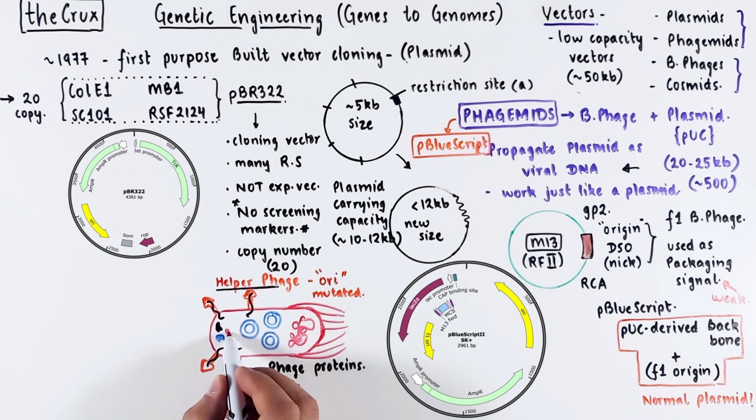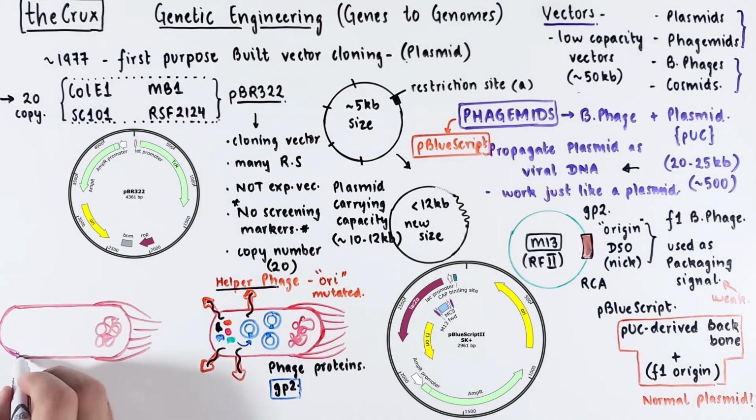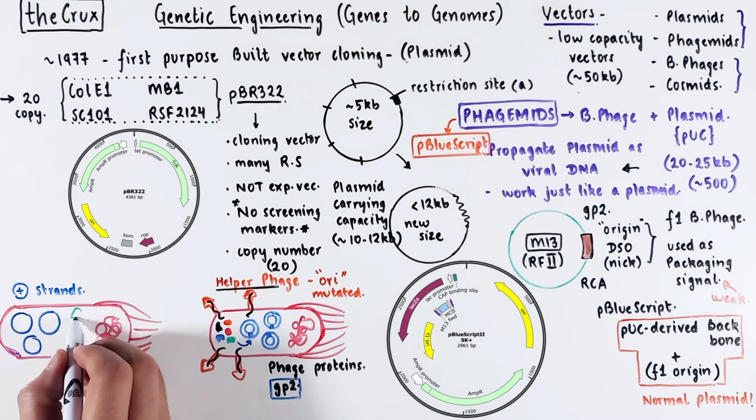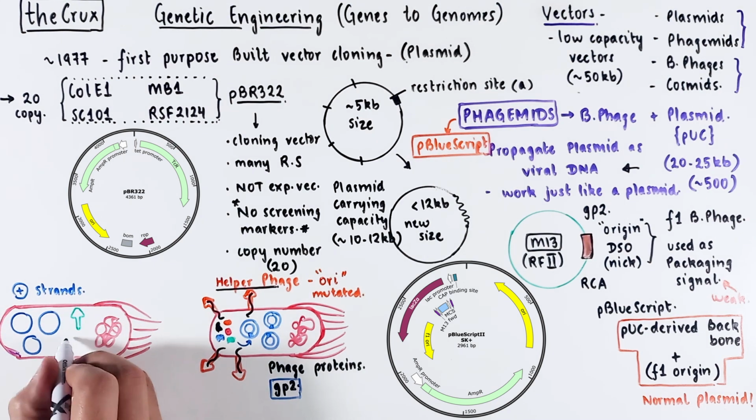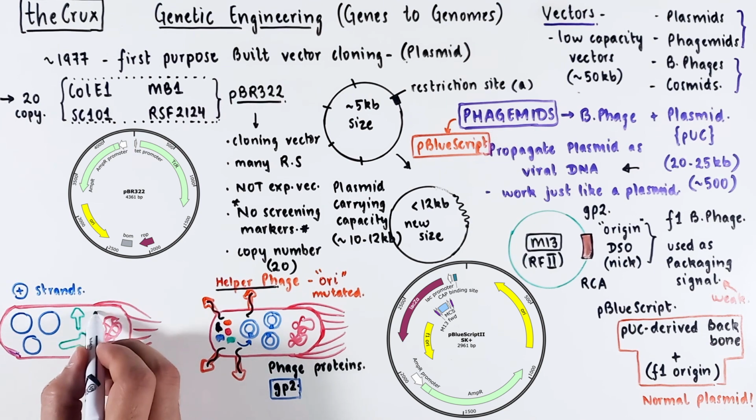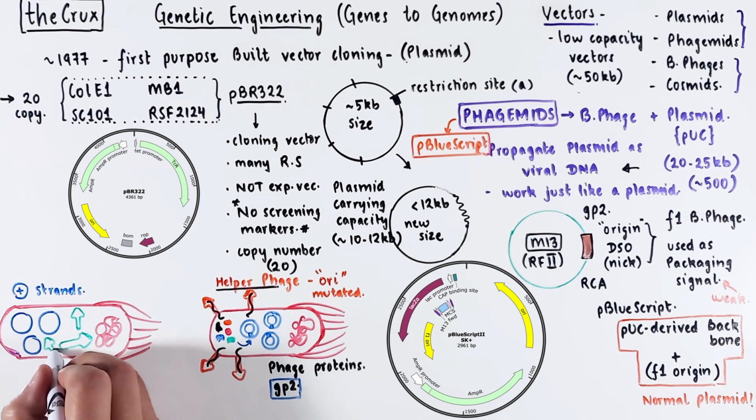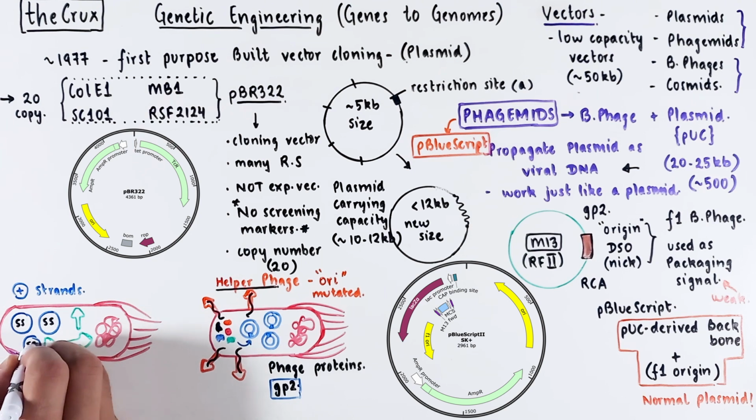Out of these proteins is GP2. GP2 will cut the double-stranded BlueScript plasmid and make the plus strand out of it. This converts BlueScript into single-stranded DNA. The F1 origin in this state is the signal for packaging into the virus particle. Since helper phages have a mutated origin, its own DNA is not packaged as efficiently, and BlueScript wins the competition. The helper phage therefore serves only to provide packaging proteins.